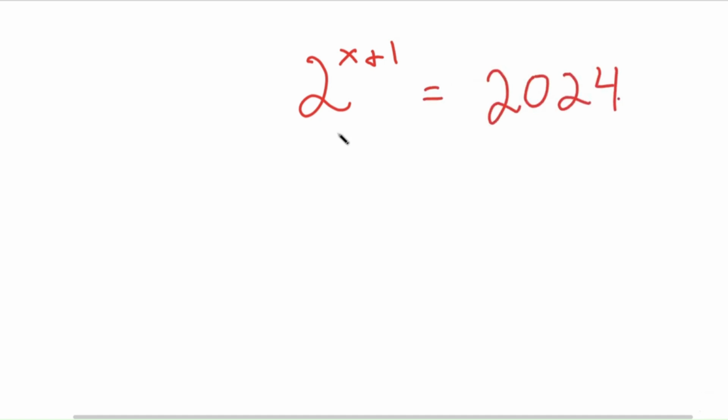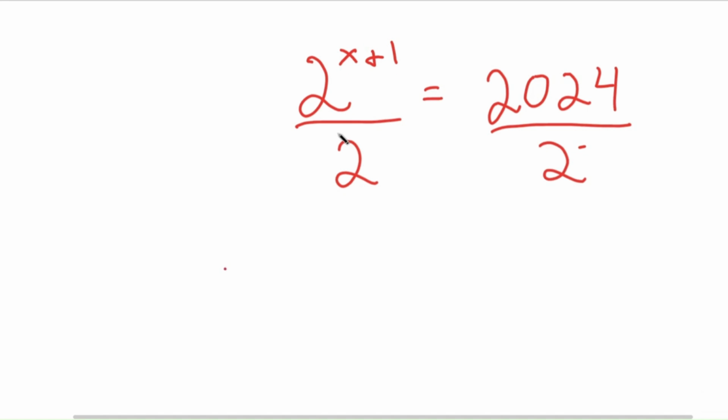So in this video, I'm going to solve the equation 2 to the power of x plus 1 is equal to 2024. So to solve this, I'm going to first start by dividing both sides by 2.